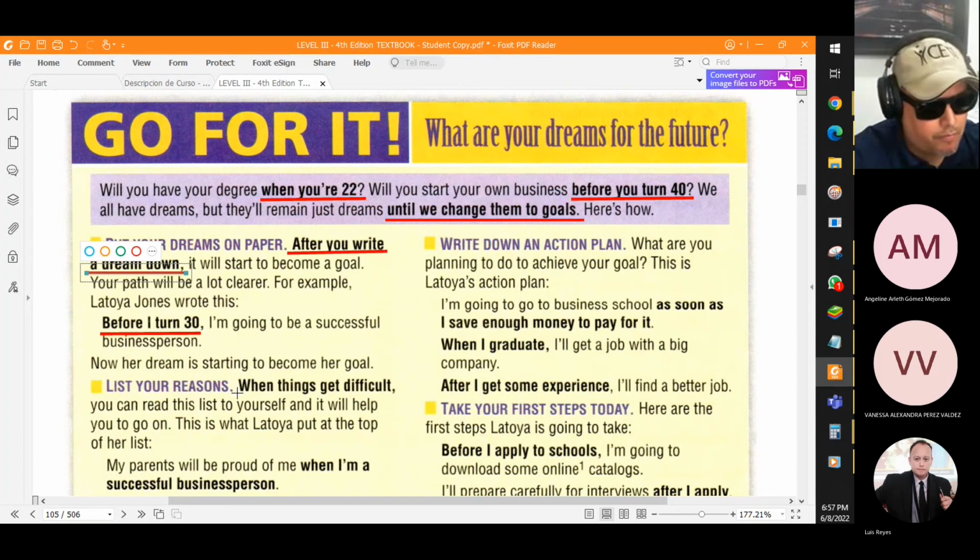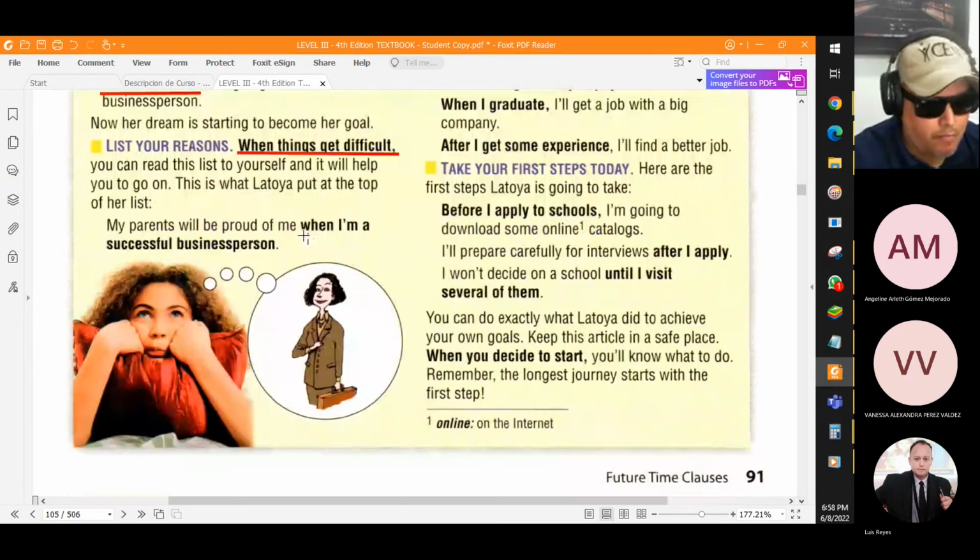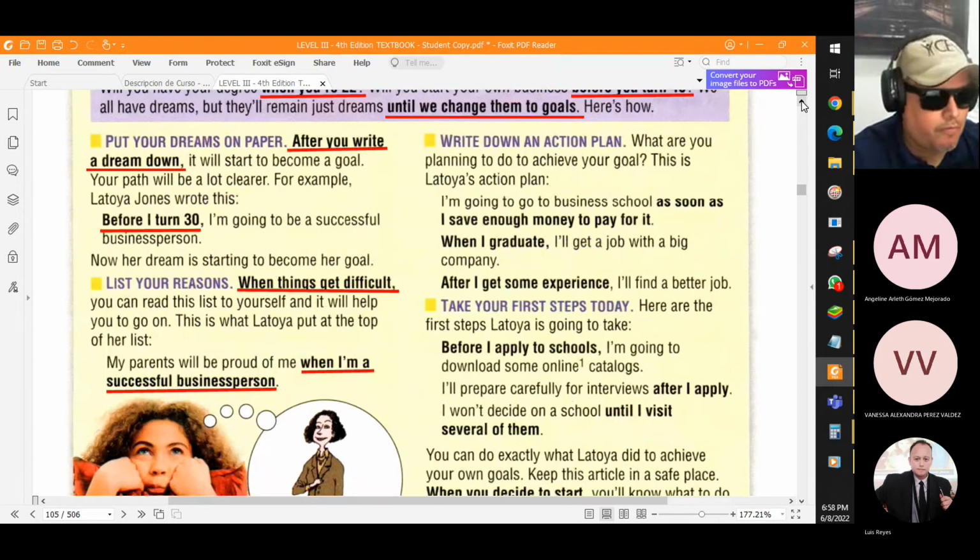List your reasons. When things get difficult, you can read this list to yourself and it'll help you to go on. This is what LaToya put at the top of her list. My parents will be proud of me when I'm a successful business person. Write down an action plan. What are you planning to do to achieve your goal? This is LaToya's action plan. I'm going to go to business school as soon as I save enough money to pay for it. When I graduate, I'll get a job with a big company. After I get some experience, I'll find a better job.